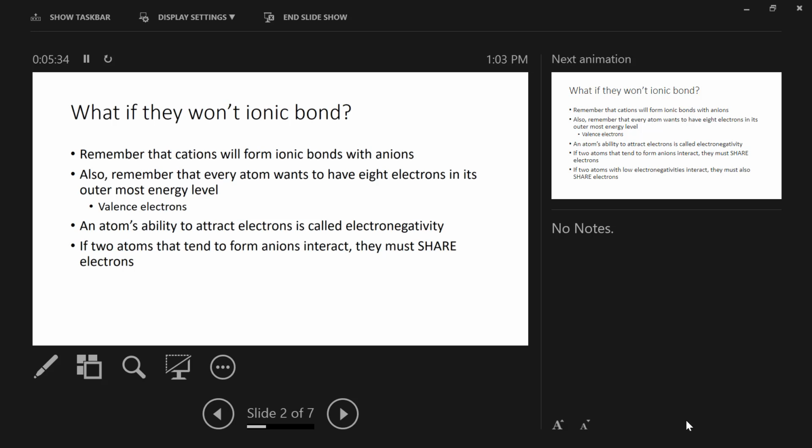Does that make sense? And then conversely, if two atoms with low electronegativities, or you could say two atoms that tend to form cations, interact, they must also share electrons, but that's a different kind of bond. Okay, that's one we'll talk about next week. The metals.